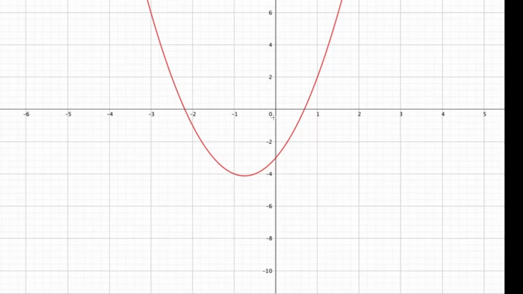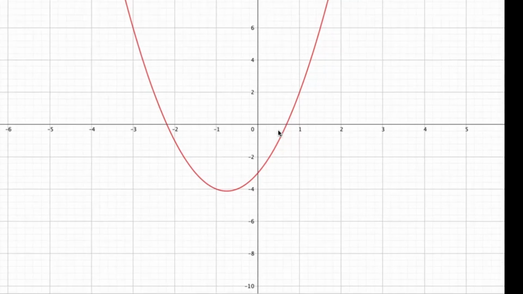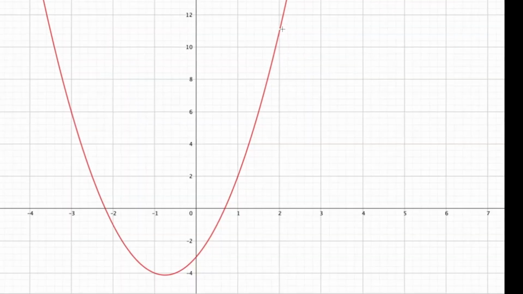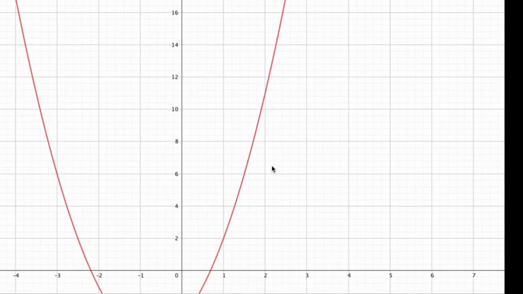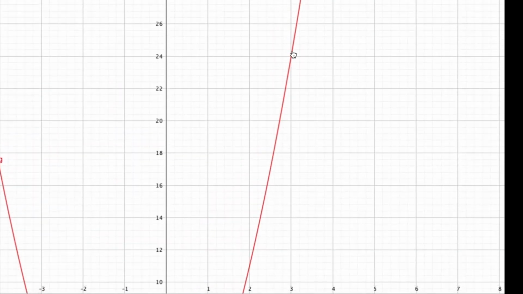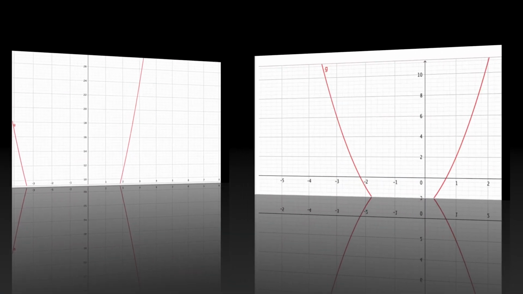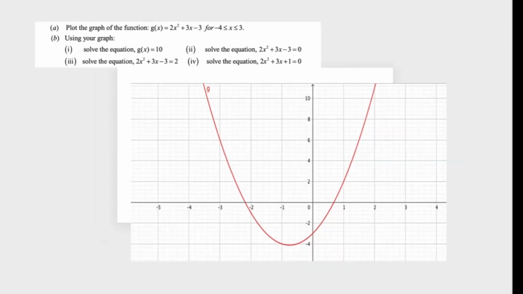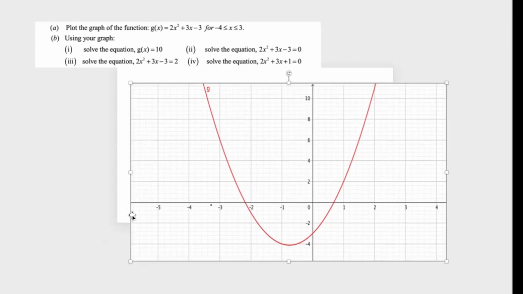When x is 0, y is negative 3. When x is 1, y is 2. When x is 2, y is 11. And when x is 3, y is 24. Alright, let's go back. So this is a graph that we look at. I just took a picture of it so that we can answer some of the questions. So this is not the full diagram, but this is enough so that we can do the activities at hand.